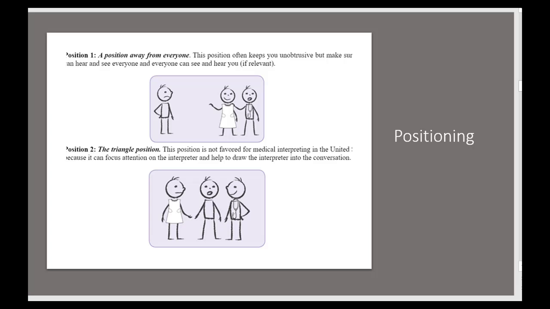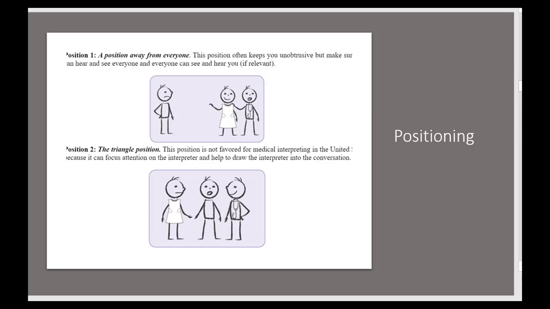But before we do that, you can look at the other positions that are in your book. See position 1, which is away from everyone. In this position, you kind of see the interpreter off somewhere else. It's unobtrusive, but it might make it difficult for everyone to hear you and might be distracting as well.